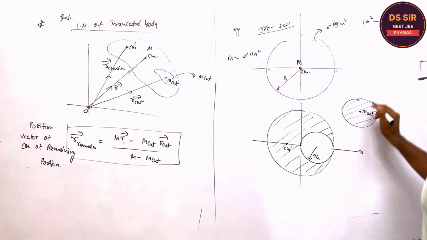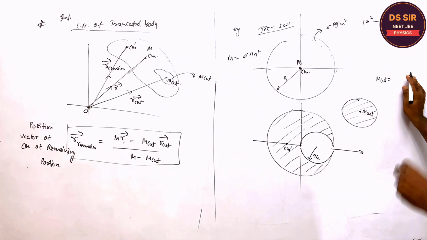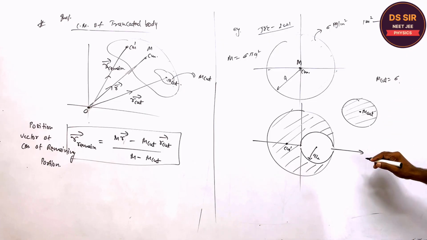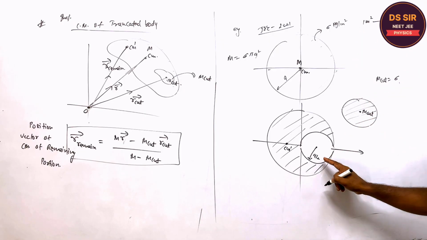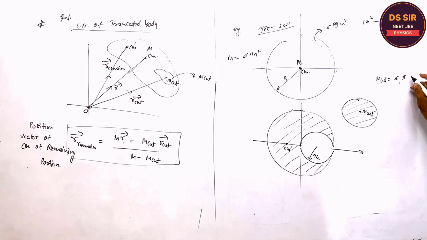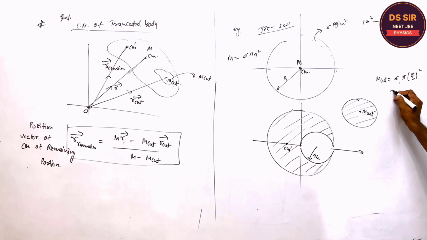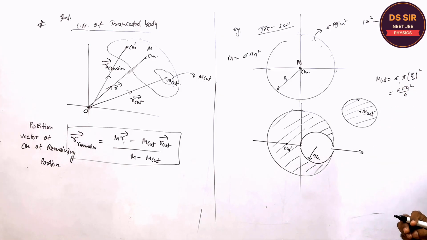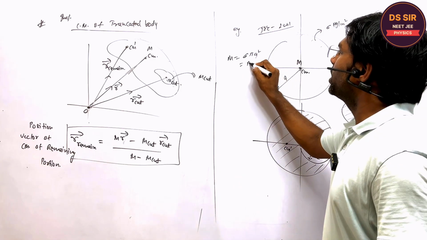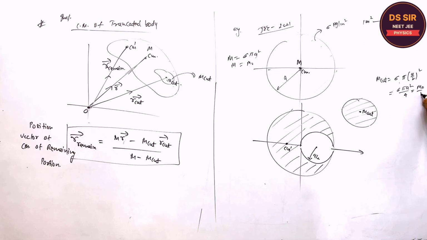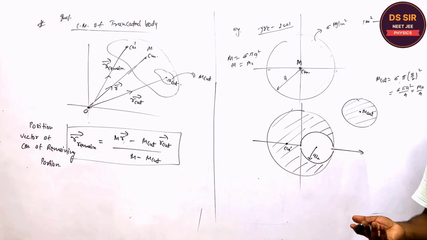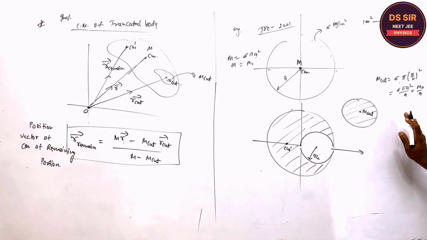Can you tell me what is the mass of m cut? Yes, I can. Sigma into area. What is the area of this disk? The radius is a by 2. It is pi r square, a by 2 whole square. Sigma pi a square by 4 is the m cut. If I assume the initial mass is m naught, the m cut will be written as m naught by 4. This is the way of calculation. It makes it simple.